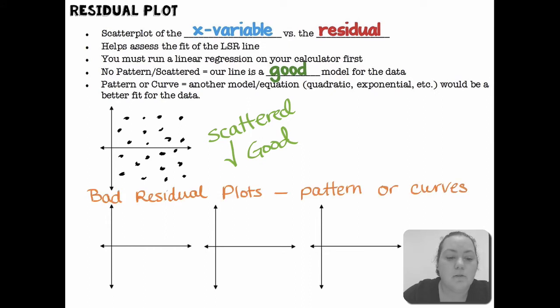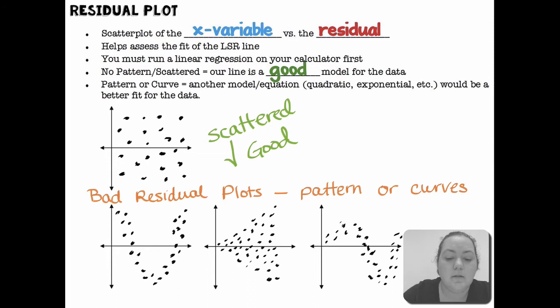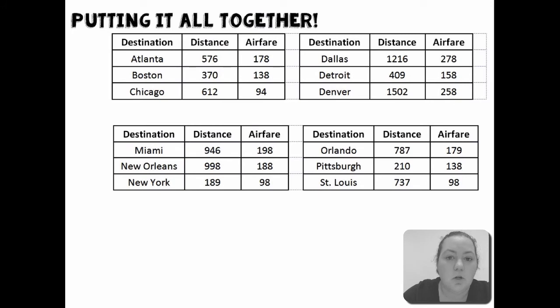Bad residual plots come from a pattern or curve. So you might see a curve like this. You might see it kind of fanning out. We call that a fan or a horn pattern. And then that last one was also curved.